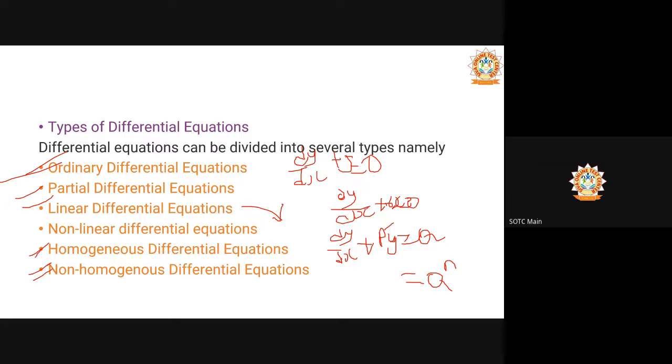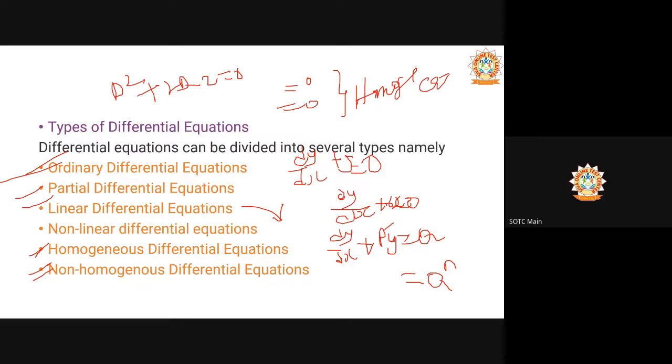While we were studying the matrices part in linear equations, I said that if the equations are equal to 0, then it is a homogeneous equation, right? Similarly here also, let us suppose d square plus 2d minus 2 is equal to 0. This type of differential equation is called a homogeneous differential equation.